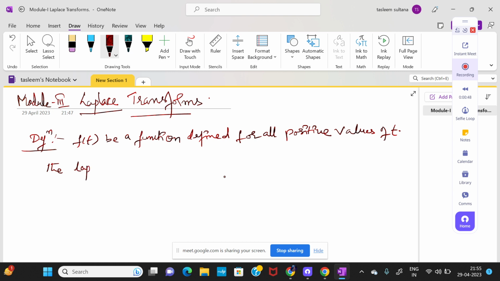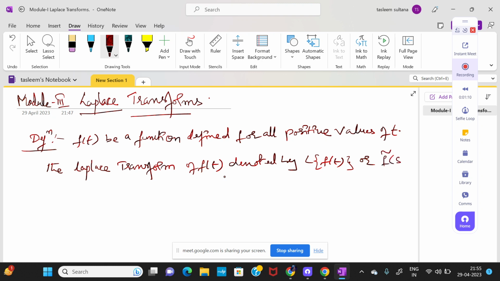the Laplace transform of f of t, denoted by L of f of t or f bar of s, and defined as L of f of t, or f bar of s, which is equal to the integral from 0 to infinity of e to the power of minus st into f of t into dt. This is known as your Laplace transform.